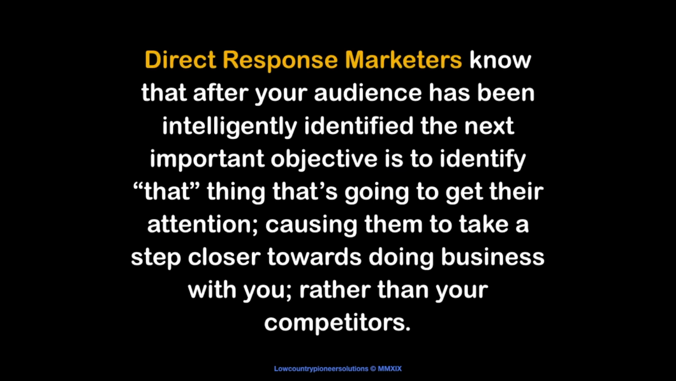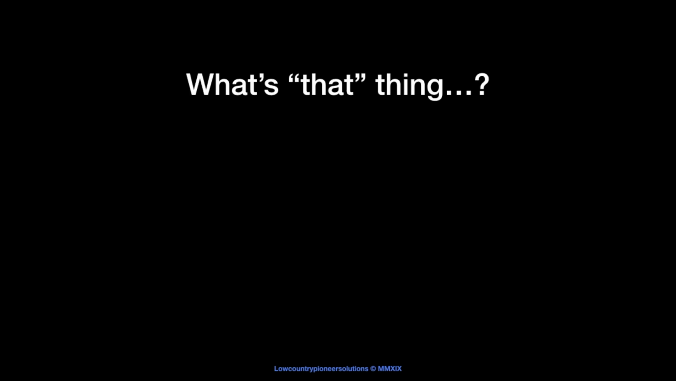As a direct response marketer, I know that after your audience has been intelligently identified, the next important objective is to identify that thing that's going to get their attention, that's going to separate you from everyone else, causing them to take a step closer towards doing business with you rather than your competitors. What's that thing, you might ask? Well, it's bait. Your bait is that thing that holds value and interest for that prospective audience member.